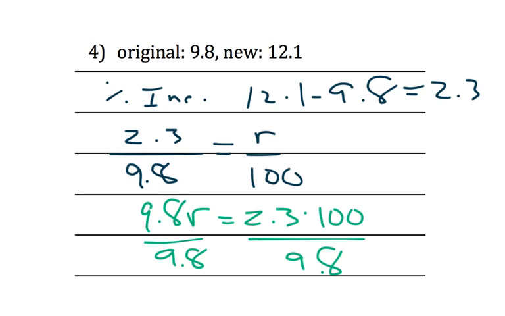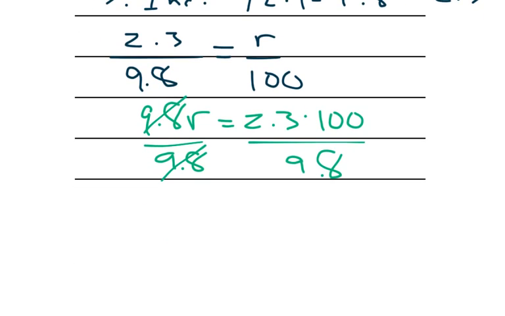And nothing about this makes it different since it has decimals. It's the same type of process. And so you hear me typing 2.3 times 100 divided by 9.8, and I'm getting 23.5%. And this is an increase.